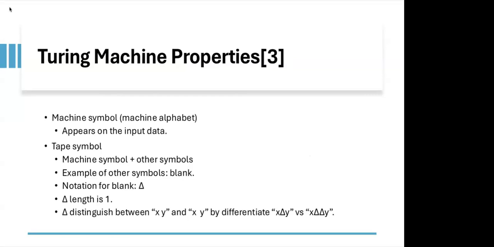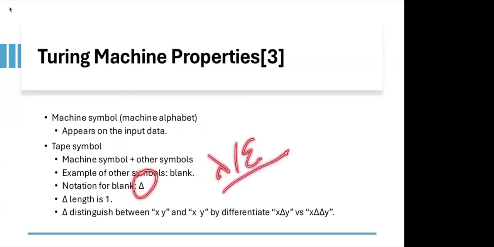The machine alphabet appears on the input data. We also have tape symbols, which are the machine symbols and other symbols. An example of another symbol is blank. The notation for a blank is delta, like this. And this is different from lambda or the empty string.